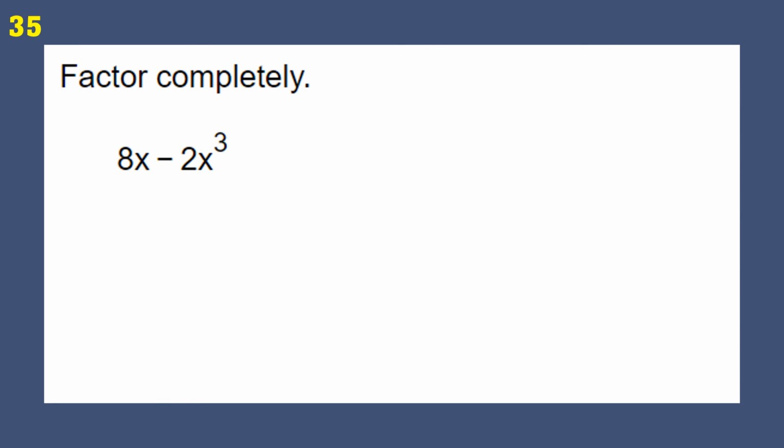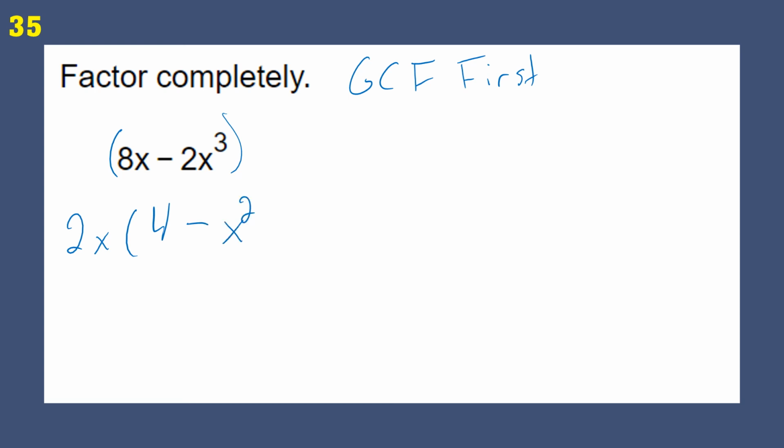Factor completely. This one makes me think before I start. What I want to think about when I factor this one is I want to take out any greatest common factor. So GCF first. So is there anything I can take out of both of them? And the answer is yes. I can take a 2 and an x out of both of them. And that would leave me with 4 minus x squared.